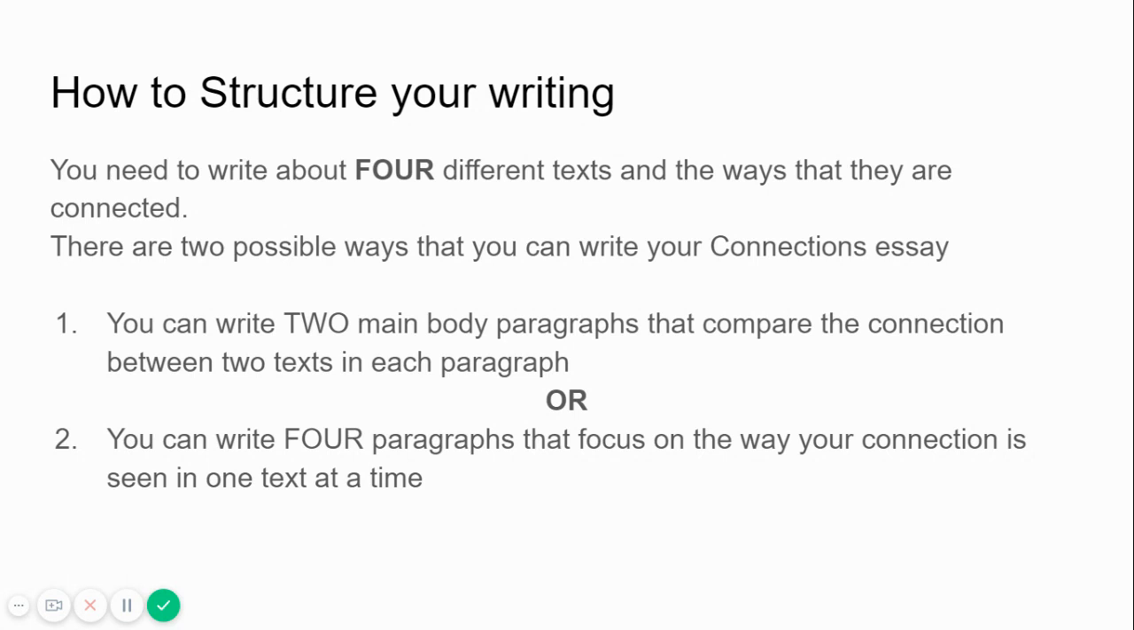Bear in mind that these are body paragraphs and that for a connections essay to be strong, it needs to have an introduction and a conclusion as part of the writing. So for the first option, you'd have a total of 4 paragraphs, which include 1 introduction, 2 body paragraphs with 2 texts in each paragraph, and a conclusion. For the second option, you'd have 6 paragraphs, so 1 paragraph would be your introduction, and then you'd have 1 paragraph for each of your 4 texts, and then the 6th paragraph would be your conclusion.